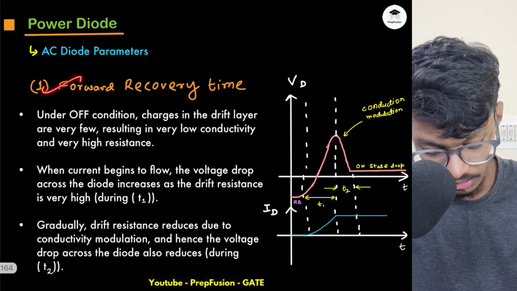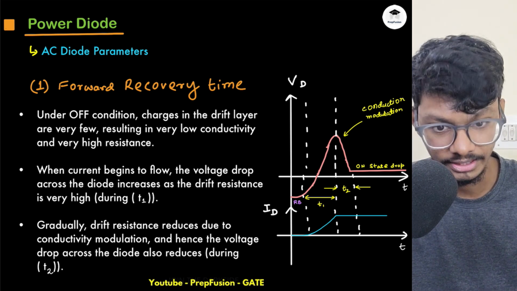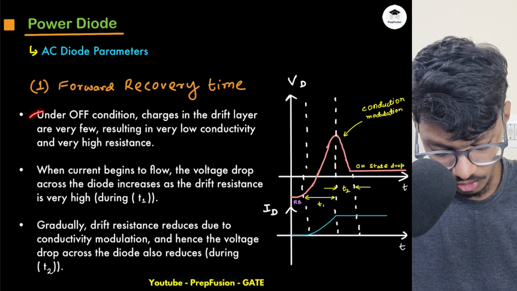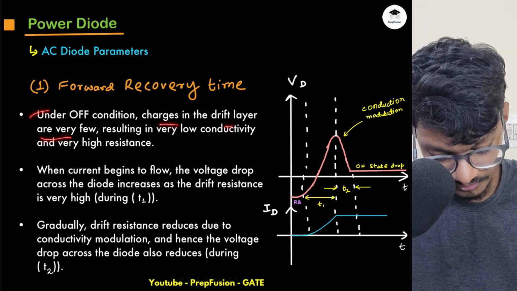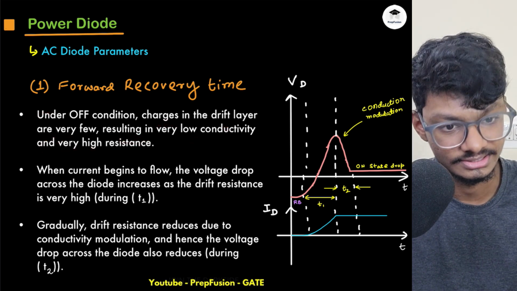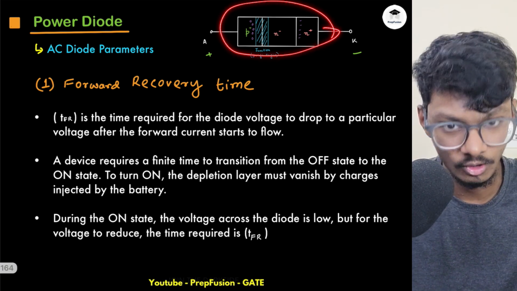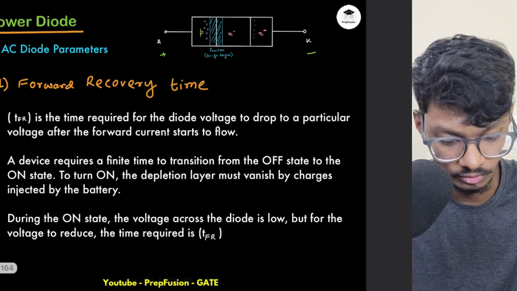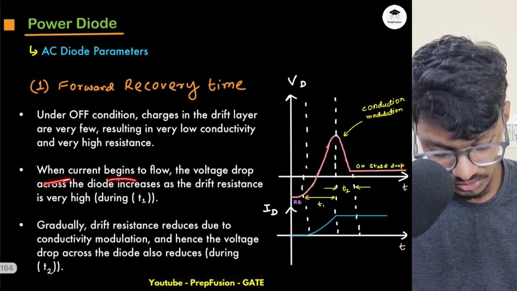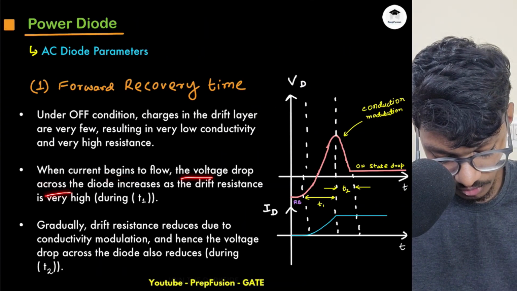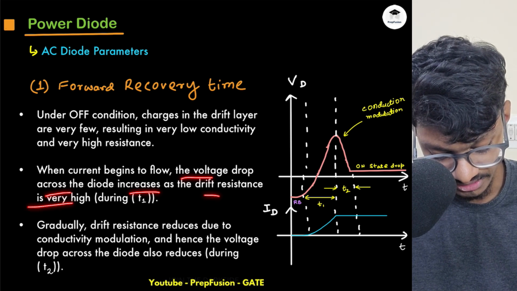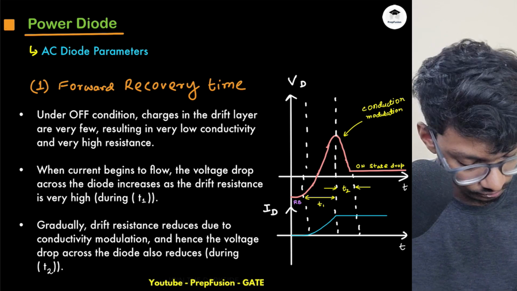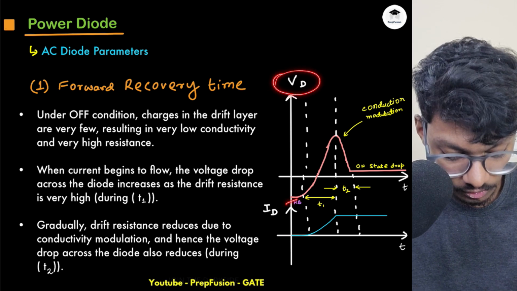Next, this is more about the forward recovery time. Now under the off condition, if the diode is off, charges in the drift layer are very few, resulting in very low conductivity and high resistance. So when this is off, the charges in the drift layer are very low. But when current begins to flow, when we apply high voltage, the voltage drop across the diode increases as the drift resistance is very high at T1. So at T1, this is the voltage across the diode.